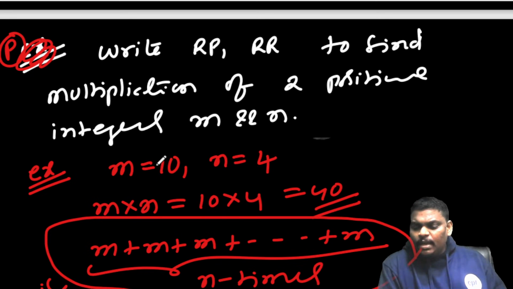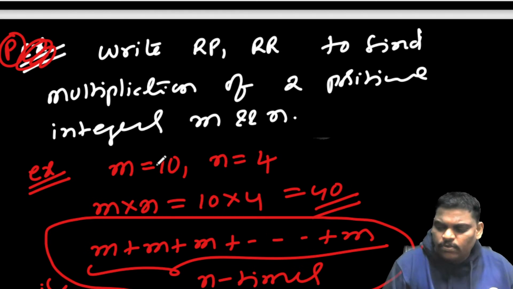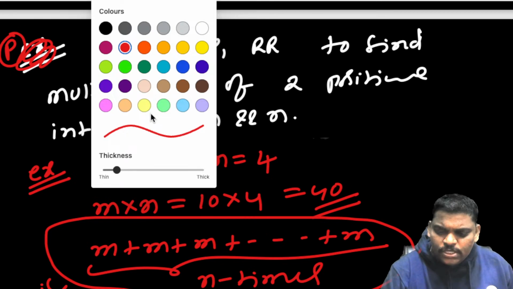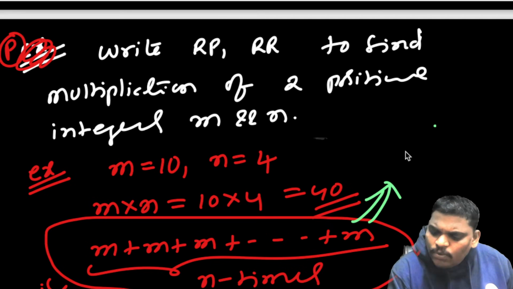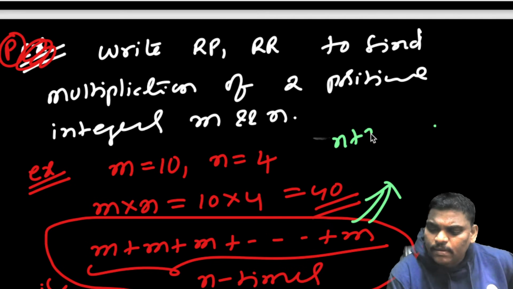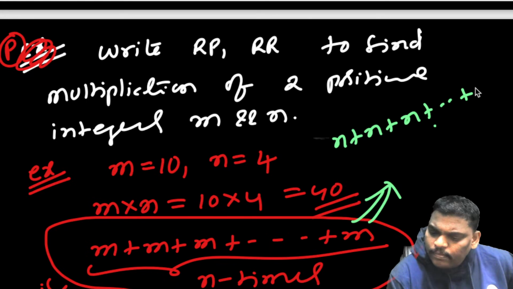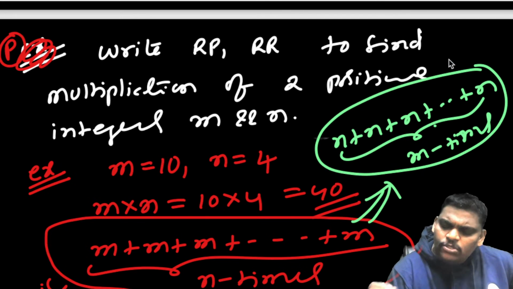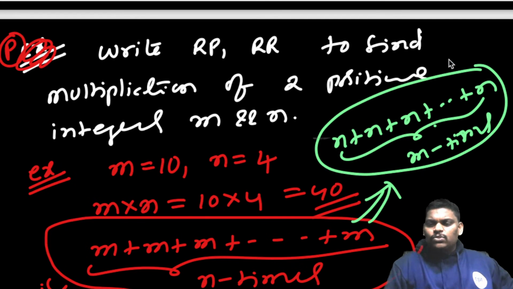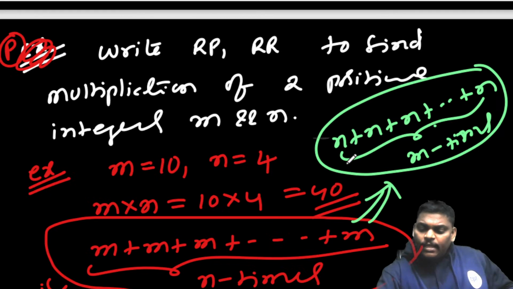I wrote here that m into n is adding m, n times. There is one more logic also: adding n, m times. You can write the same thing in another logic also. Adding n, m times is also correct. Remember, one problem may have many solutions. Adding m, n times is okay, and adding n, m times is also okay.